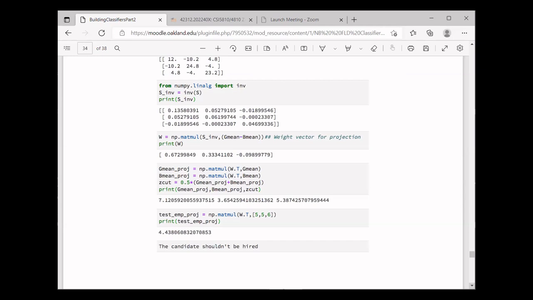All right. So basically, the employee that has been tested, we plug in that employee's numbers and we get a result of 4.43, which happens to be closer to the mean of bad performers rather than closer to the mean of good performers. That means we should not be hiring this person. All right. So that's how Fisher's linear discriminant function gets applied and can be used to build a classifier.